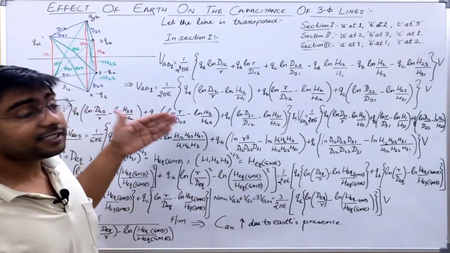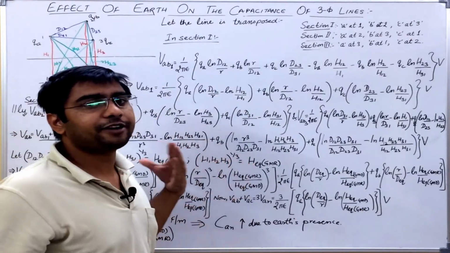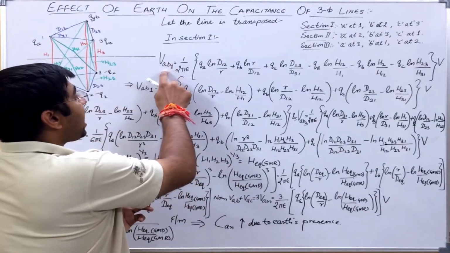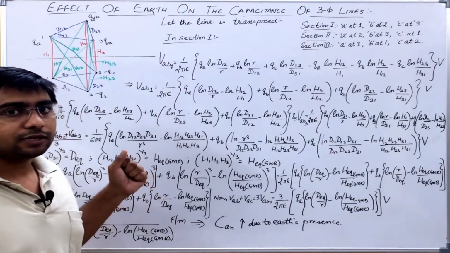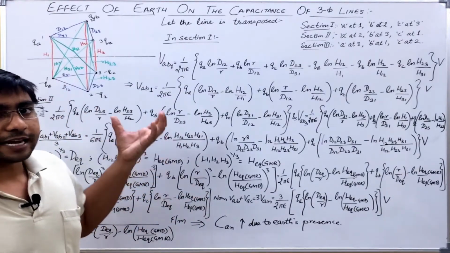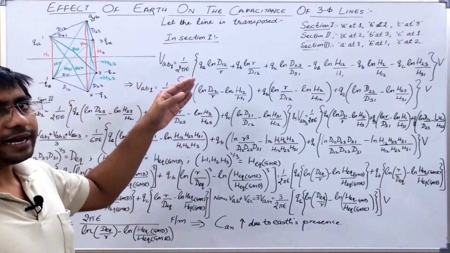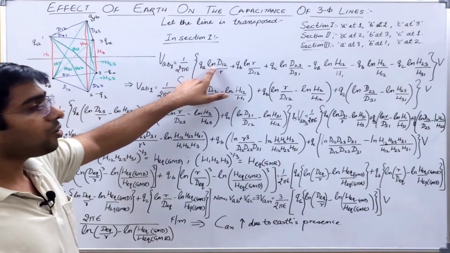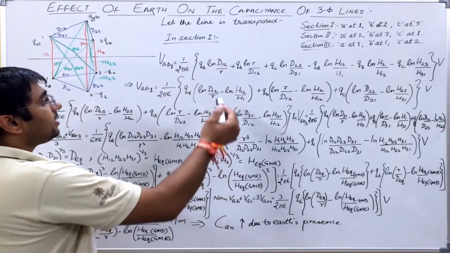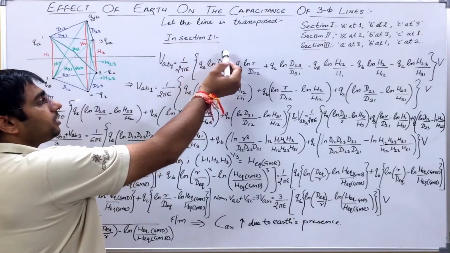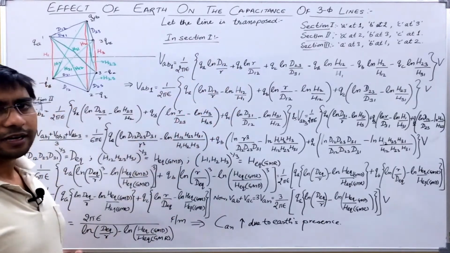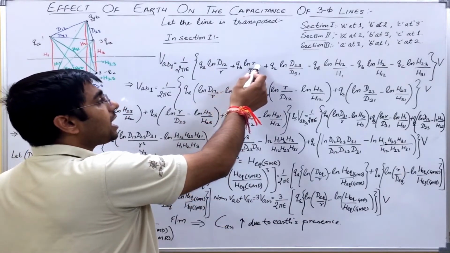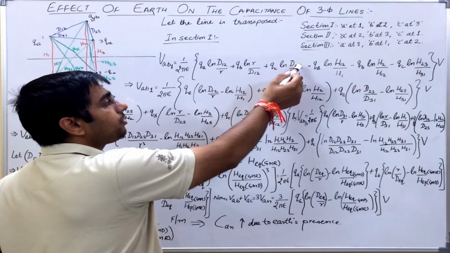Now let us see how to write the equation for the potential difference between points A and B for section 1. I am showing it as VAB1 for section 1. VAB1 can be written as 1 by 2 pi epsilon, QA natural log D12 by R, which is the distance between position 2 and position 1, the same as we used in previous videos. For QB it will be natural log R by D12, and for QC natural log D23 by D31.